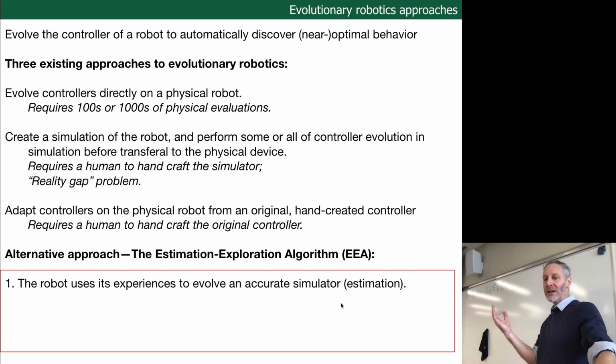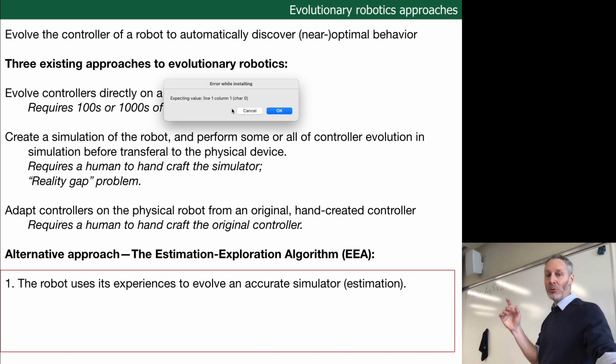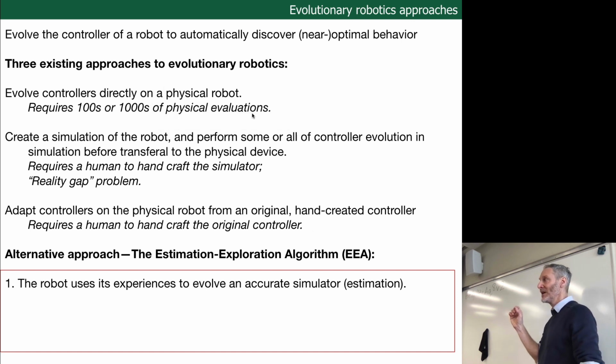So you're going to see several new things in the Resilient Machines Project. The thing that we'll see at the beginning of next time is not sim to real, but real to sim. The physical robot is going to collect sensor motor information and send it back to the evolutionary algorithm. And that evolutionary algorithm is going to use that as raw material to evolve an accurate simulator.